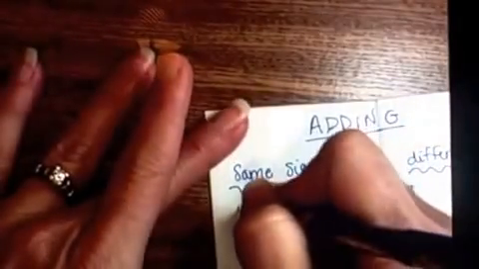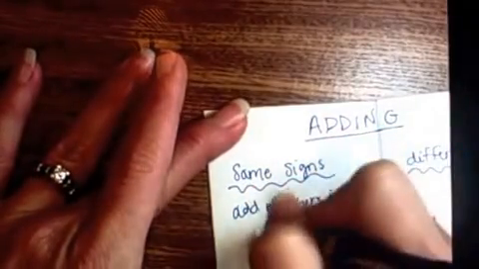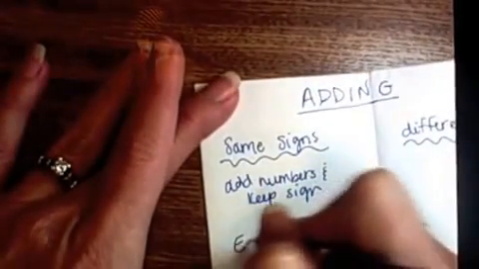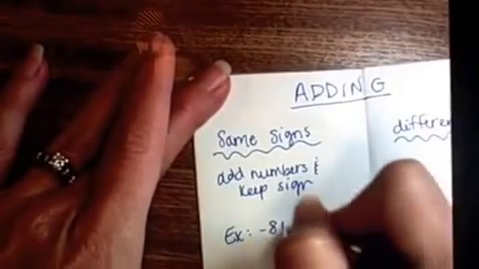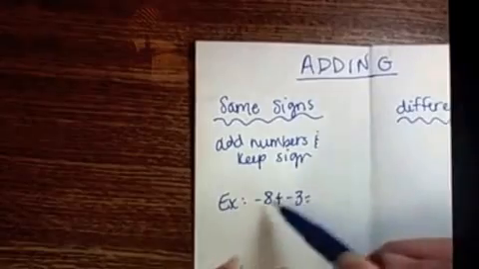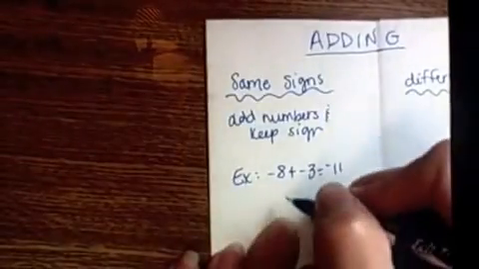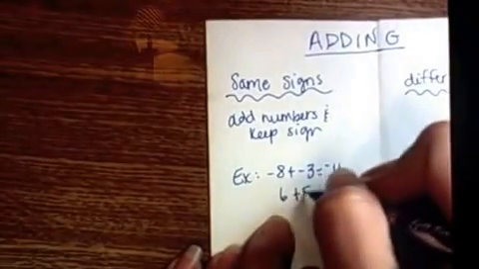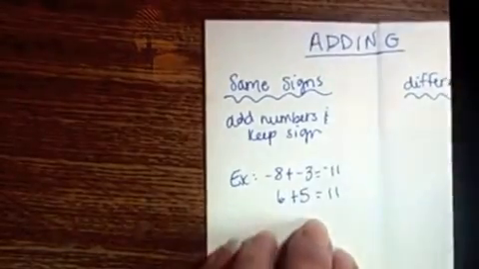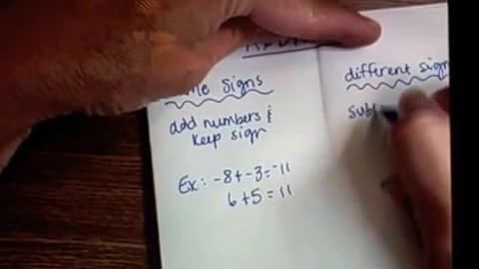With same signs, you will add the numbers and you will keep the sign. So let's look at some examples with that. We have -8 plus -3. Since they are the same sign, they're both negative, we're going to add the numbers and get 11, and it's a negative sign because they're both negative. If we have 6 plus 5, again, they're both positive, and so we're going to add the numbers and keep the positive sign.